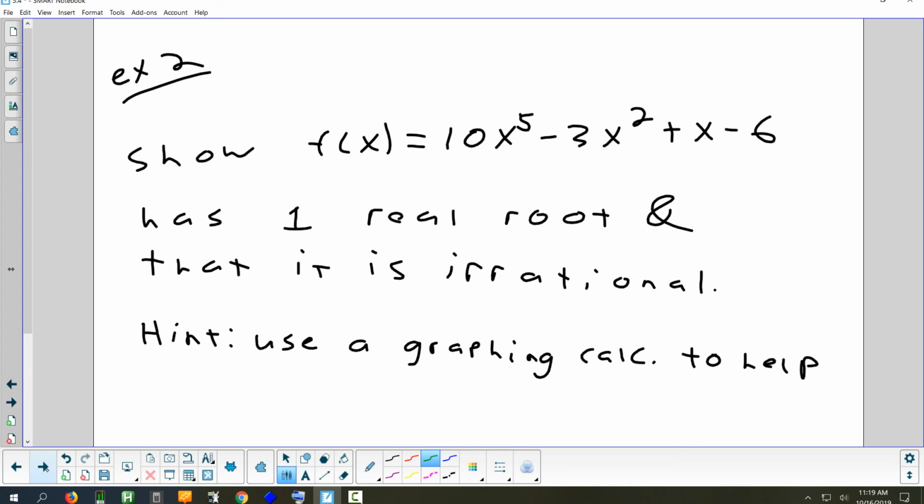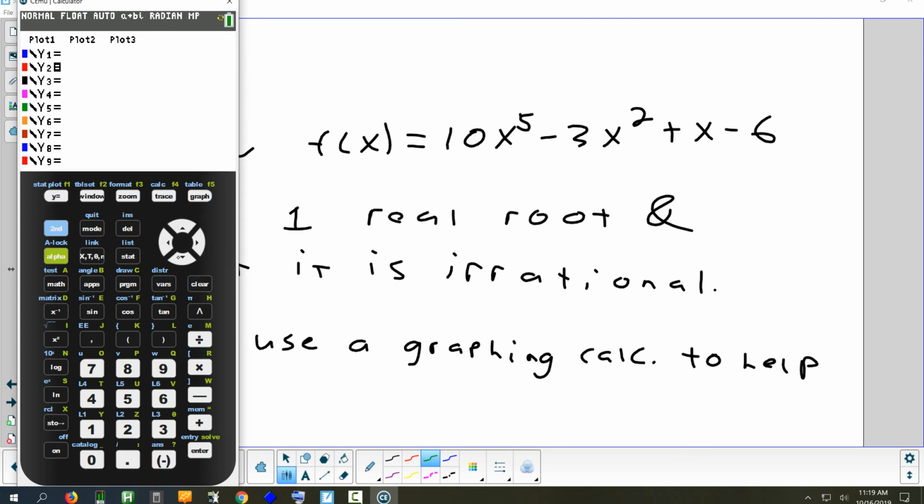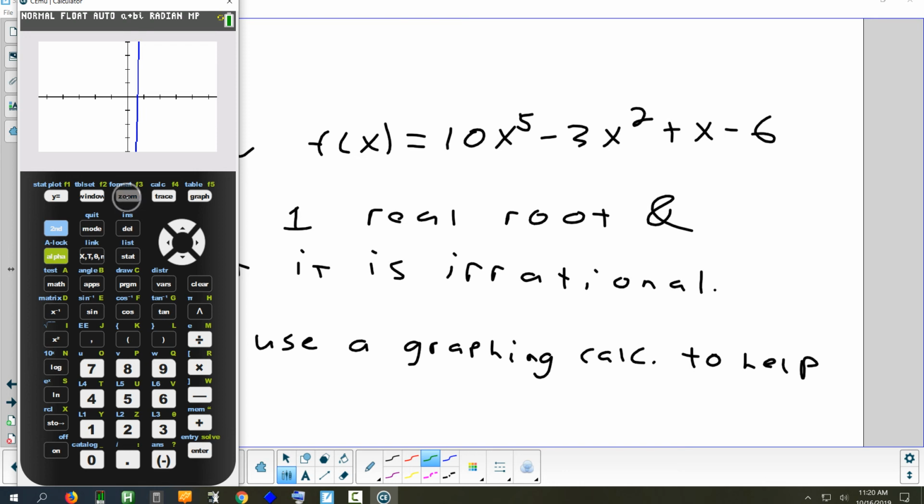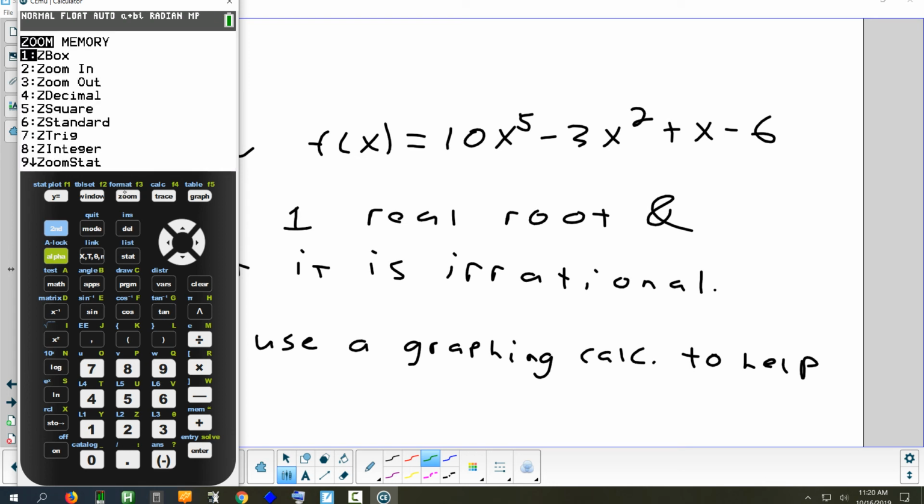I want to prove that this graph never crosses the x-axis at a number that's a fraction. So we're going to use the graphing calculator to help us. Let's type it in. Okay, we've got 10x to the 5th minus 3x squared plus x minus 6. And I'm going to do zoom 6 so we can zoom out a little bit.